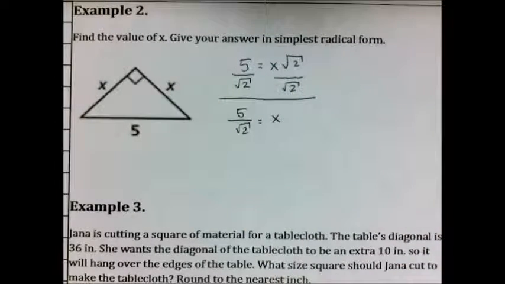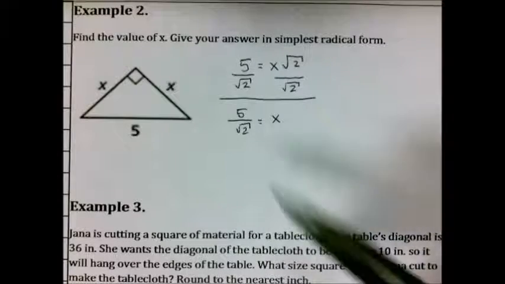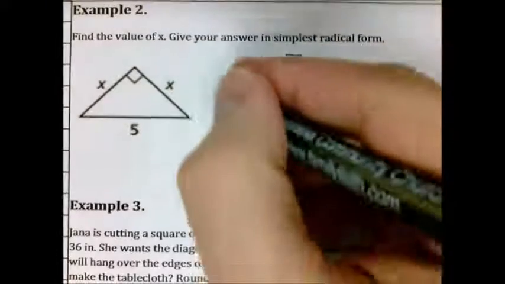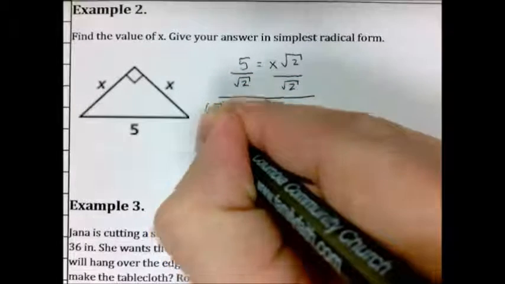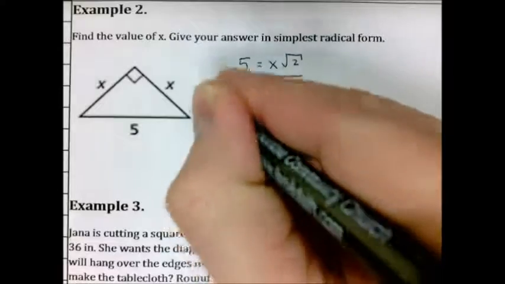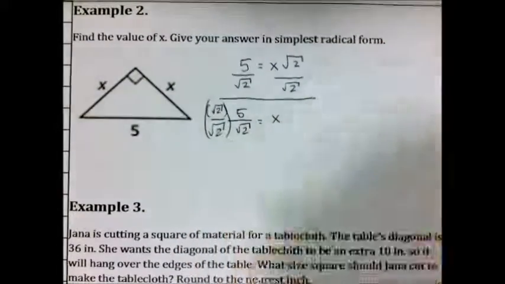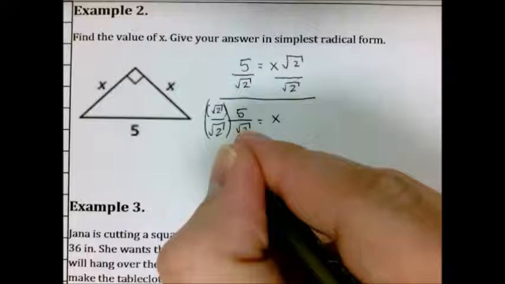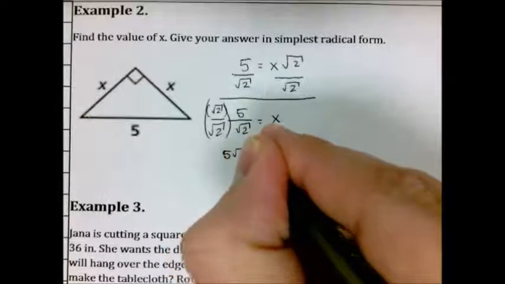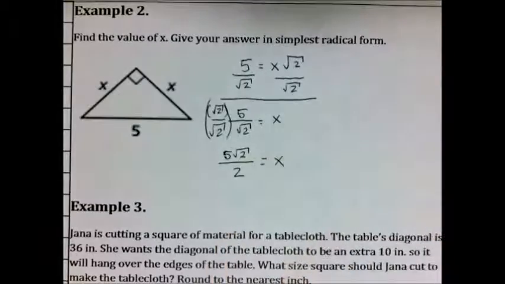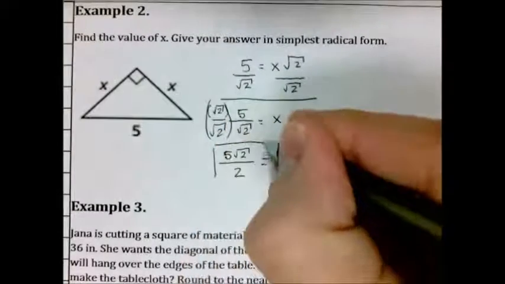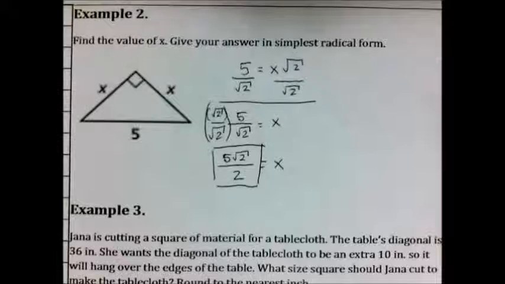Now remember, a radical is never simplified until you get the radical out of the denominator. So we're going to have to multiply by the square root of 2, or sorry, not on both sides, on the numerator and denominator. That'll cancel out that radical, and we'll be left with 5 times the square root of 2 divided by 2 is equal to x. And that is the answer for the value of x.